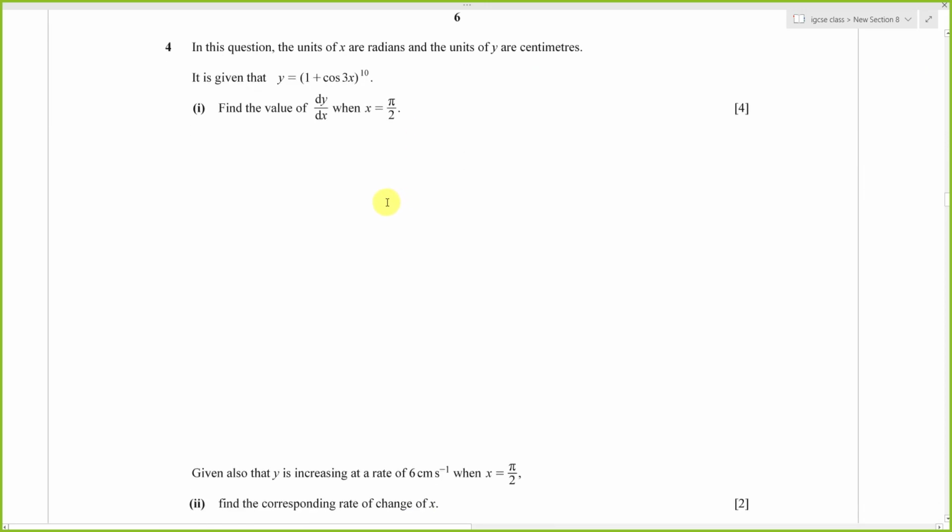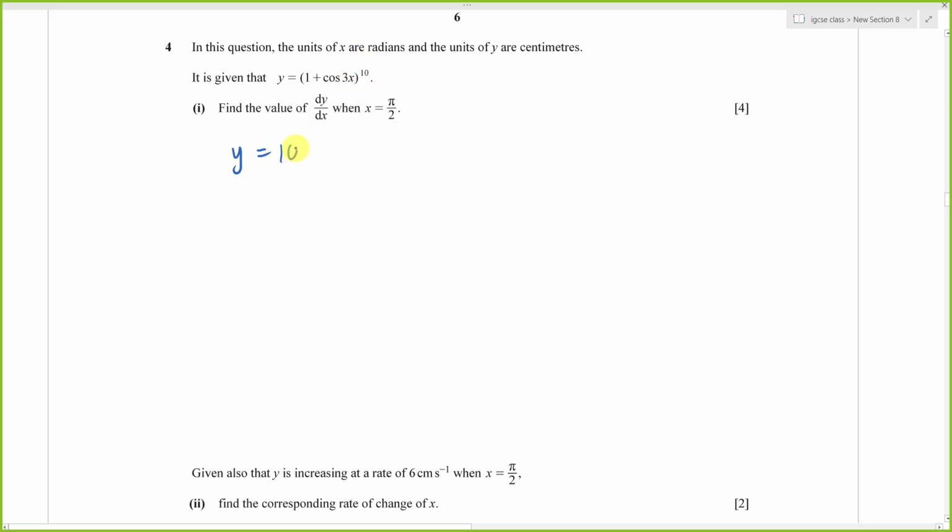Okay, so number 4. In this question, the units of x are the radian and the unit of y are the centimeter. It's given that y equals 1 plus cos 3x, power of 10. Find the value of dy/dx when x equals pi over 2. So basically it's a differentiation. So what you need to do is differentiate it.